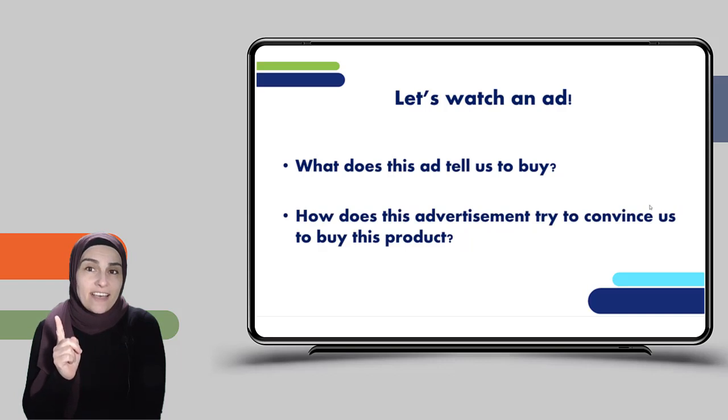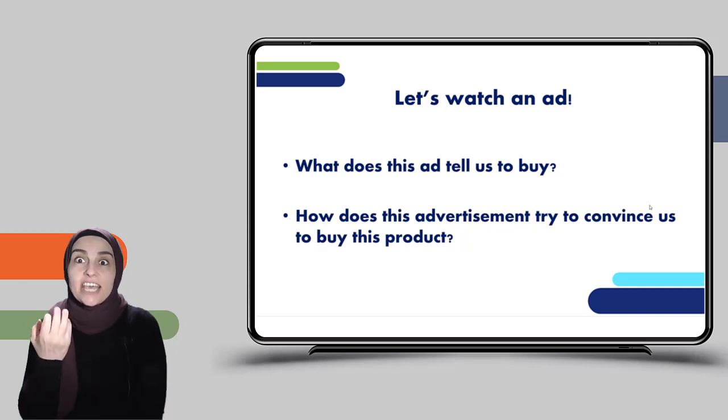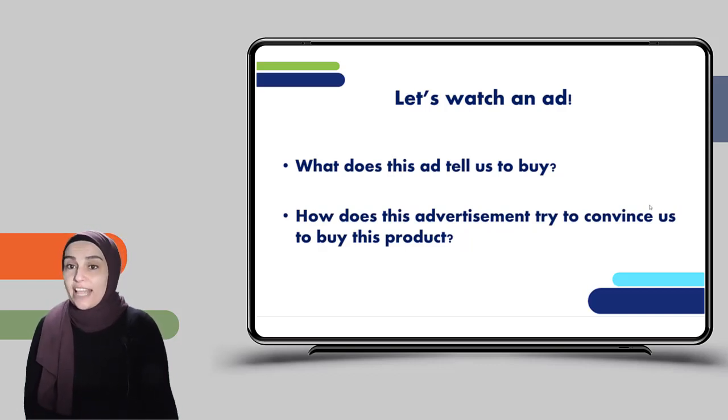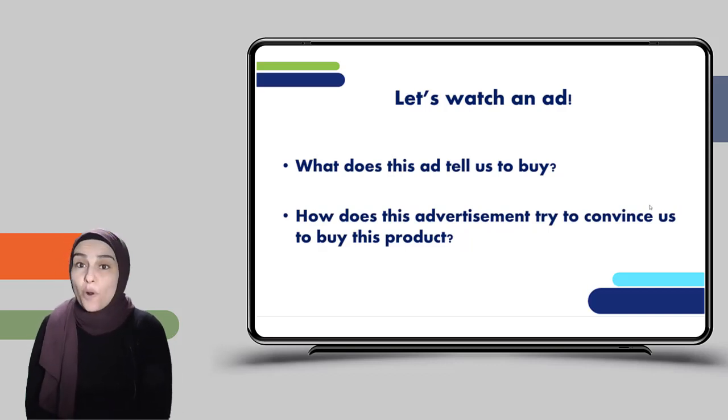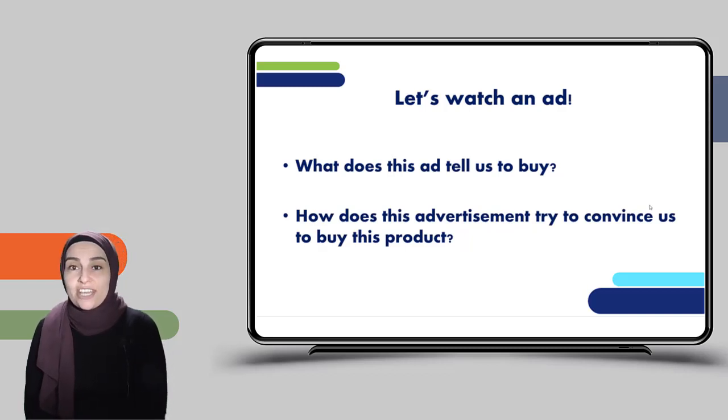How does this advertisement make people watch and make them feel interested in looking at the ad, in watching the ad in this case, because it's a video? So we're going to watch an ad, and I would like you to pay attention to two questions. How many questions? Two. Let's read them together. What does this ad tell us to buy? There's a product that this ad is trying to make us buy. What is it? What's that product? And the second question is, how does this advertisement try to convince us to buy this product?